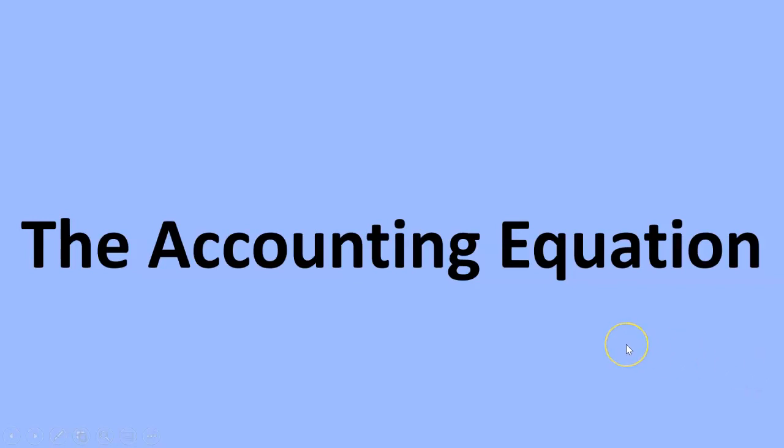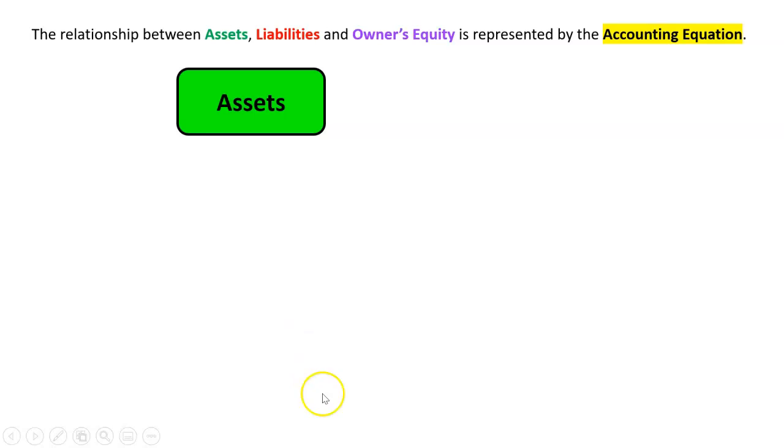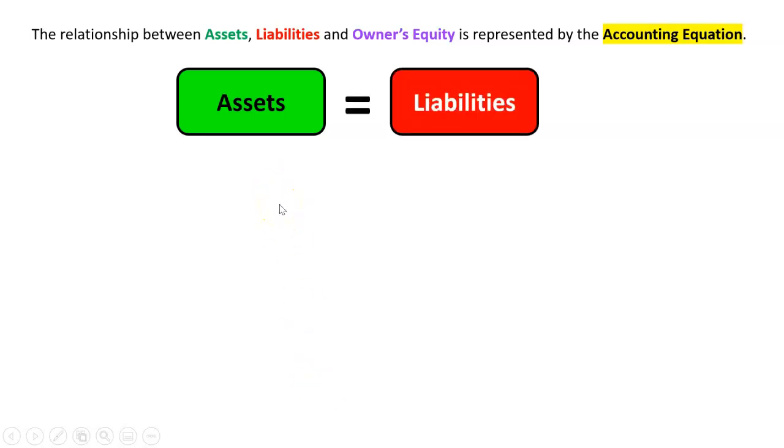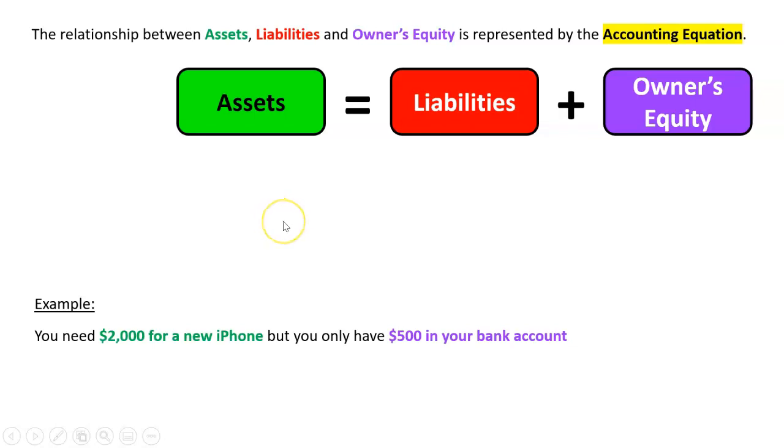The accounting equation is something we came across when we looked at owner's equity, but now we just need to talk about it as a relationship between assets, liabilities, and owner's equity. And it's going to be very important for everything we do. So basically we want to remember that the accounting equation is assets equals liabilities plus owner's equity. And you can apply it to basically anything.